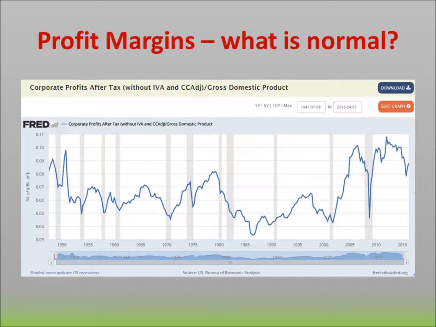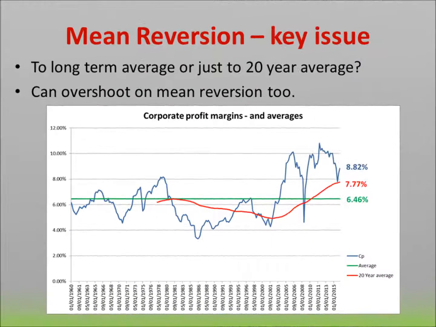So you don't want to rely on an earnings number when profit margins are at the high end of the range, because we know that is not likely sustainable. So it's important to be cognizant of where profit margins are in the cycle. And so this is the same graph showing corporate profit margins, and we've just overlaid the long-term 50-year average, which is shown by the green line, which is at 6.46%. The red line is a 20-year moving average, which is currently at 7.77%, and the current reading is at 8.88%.